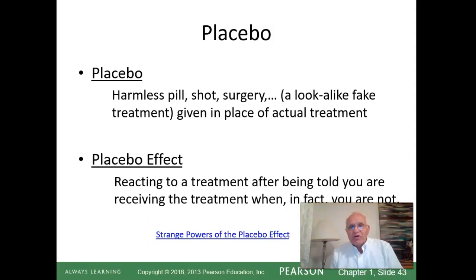And so sometimes you get what's called a placebo effect, meaning that you're told you're receiving the treatment when in fact you're not, and as a result of that, just thinking that you're getting a treatment can sometimes make things better. That's actually been proven to be a very powerful effect. So that's why, in medical studies particularly, they often have a placebo as part of the study.